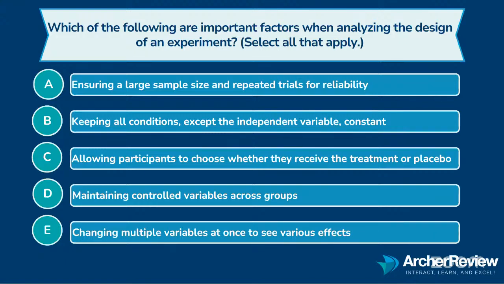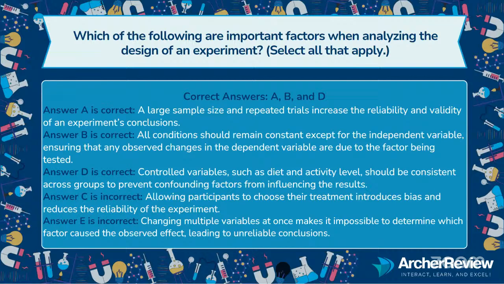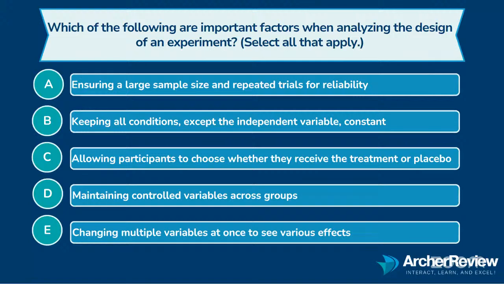We ready for our answer reveal? Here comes. A, B, D. So let's take a look. A, ensuring a large sample size and repeated trials for reliability.